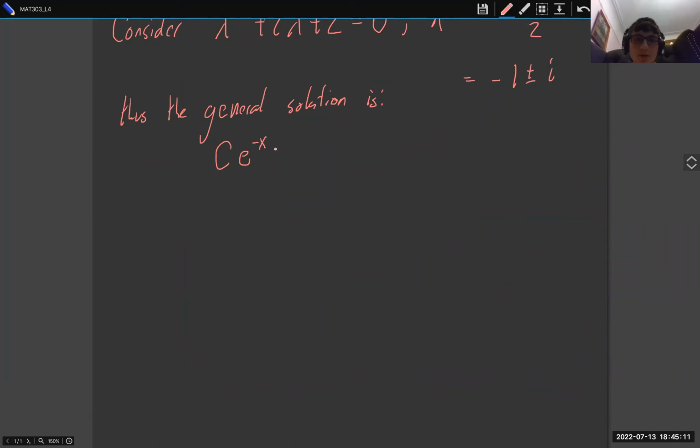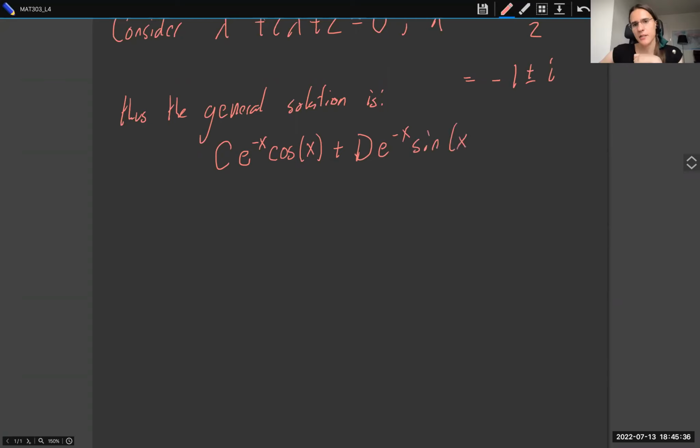So c times e to the x times cosine of x. Yeah, because beta is 1, and it's e to the minus x because we have a -1 here. Plus d times what? It's the same thing, but with sine. Yeah, exactly. Okay, so that's the general solution. So that's how complex cases work.